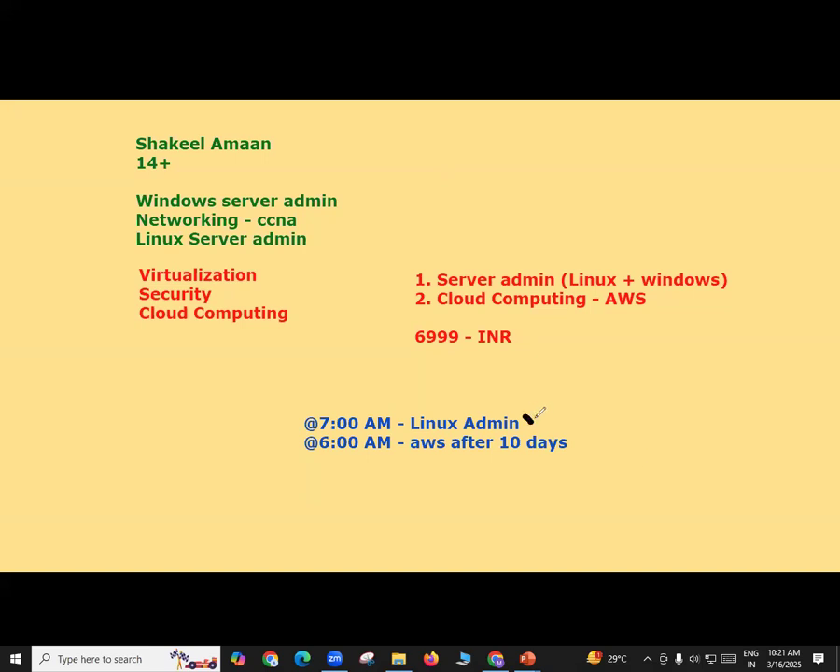So as of now, tomorrow Linux is at 7 a.m. When I start tomorrow, for the next, let's say 40 days, it will be only Linux administration at 7 a.m. And after a week, when I start the AWS at 6 a.m., for the next 45 days, it will be AWS at 6 a.m. only. So if you're coming parallelly, you're reducing the number of days.